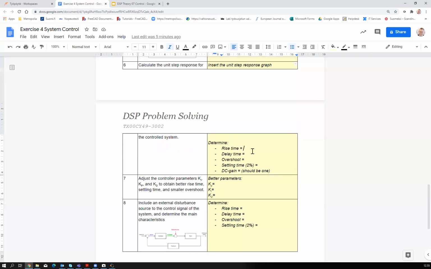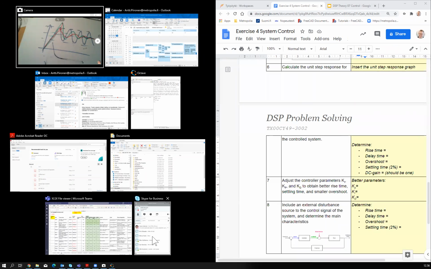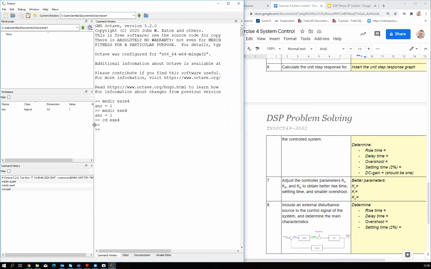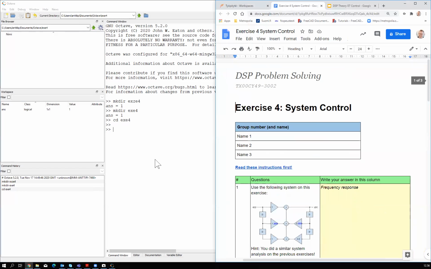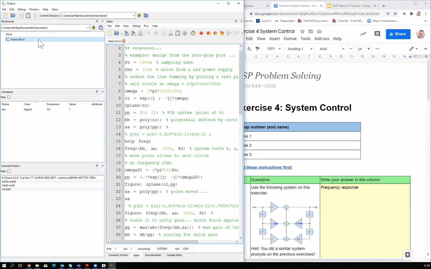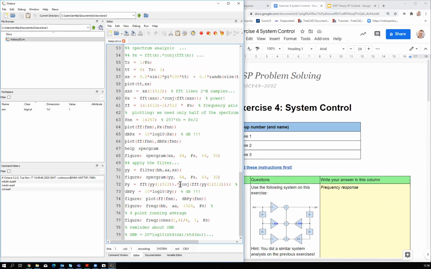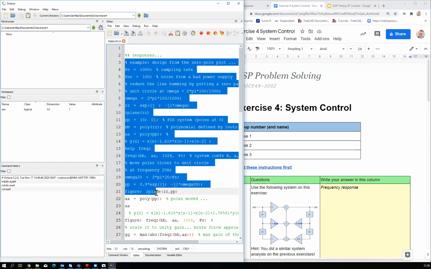Okay, so what to do? Wait a minute, where's my... There. On Octave. There we go. So let me first start from a system that I have done. Let's see, I think last week, did I do something? Did I make a system last week? Spectrogram. Okay, I have done some systems last week. Design from zero pole plot. What is that system?